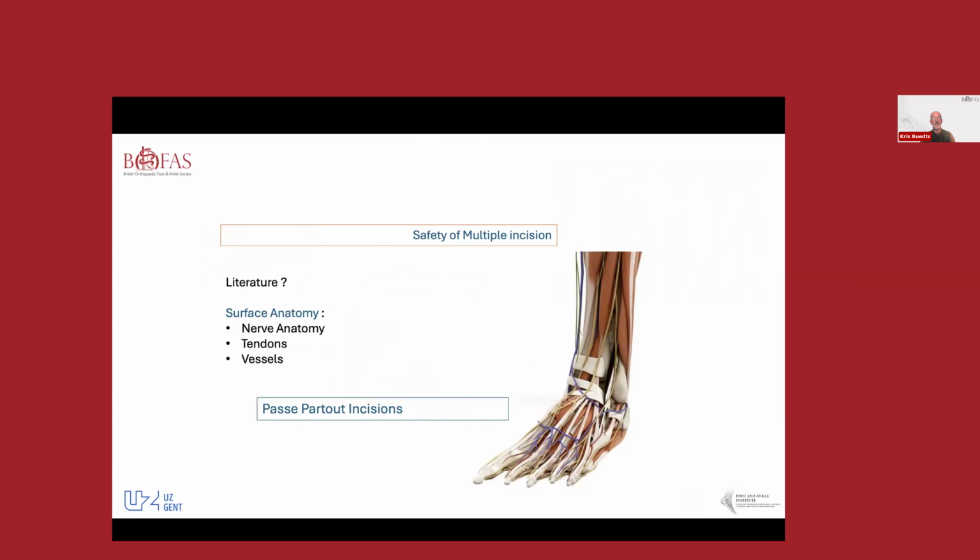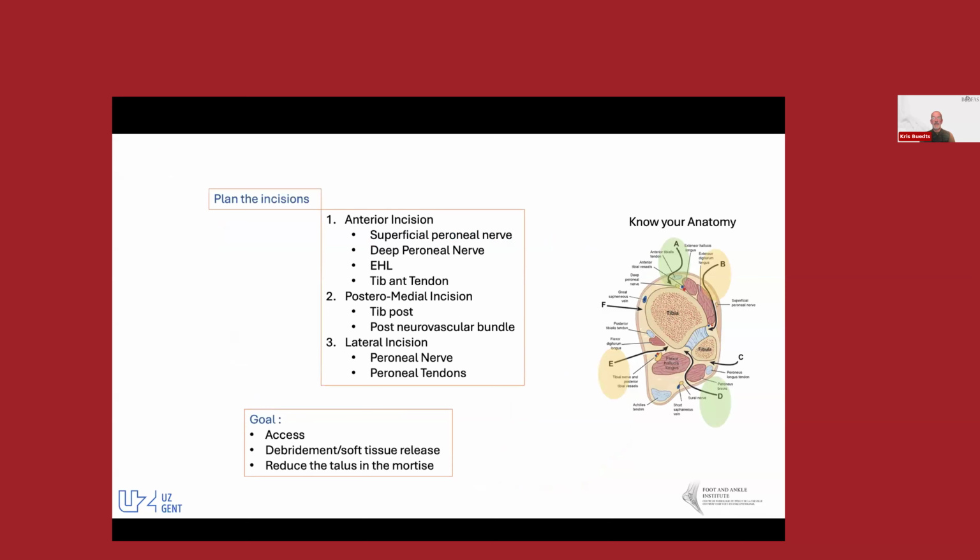You have to know where your nerves run, where your tendons run, so you are able to prevent painful neuroma or tendon lesions when you do your surgery. And that's why we train our fellows to use Passepartout incisions. Passepartout means the same incisions that you can use several times and a safe access to the joint. At the end, what you want with your incisions is a good access to the ankle, to debride soft tissue and release it, and to reduce the tears in the mortise.